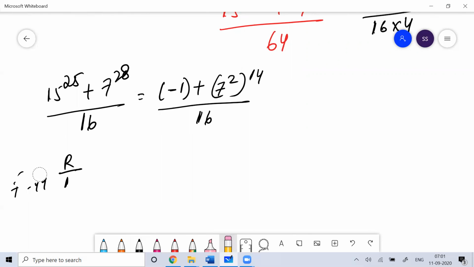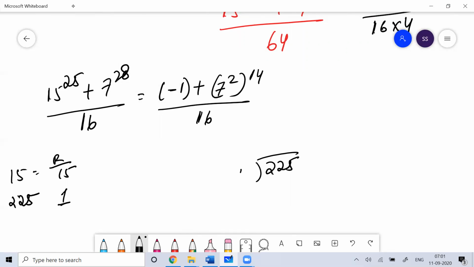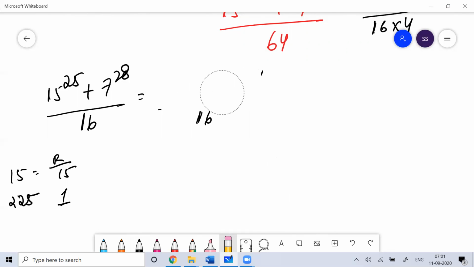You can do hard work for the 15 part here. 15 to the power 2 is 225. If you divide 225 by 16, 16 fourteens are 224, so you get remainder 1. You can see here you're getting remainder 1.